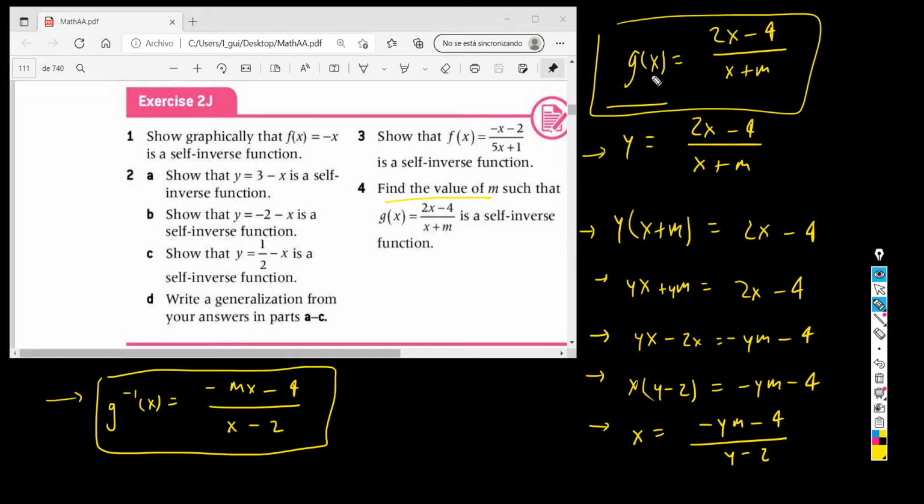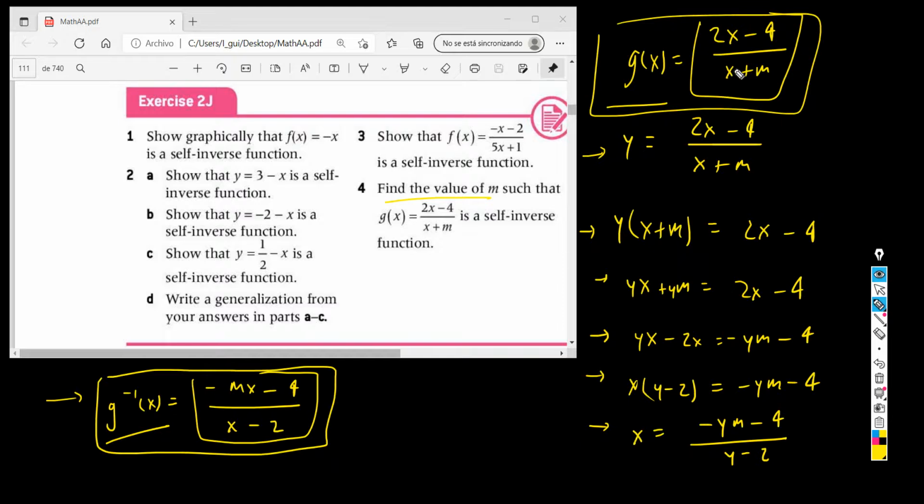In other words, such that g inverse is the same as g, because that's the definition of self-inverse. If this thing is the same as g, then g is a self-inverse. In other words, if this is the same as this, then and only then g is a self-inverse. So take a look, guys. Just take a look.